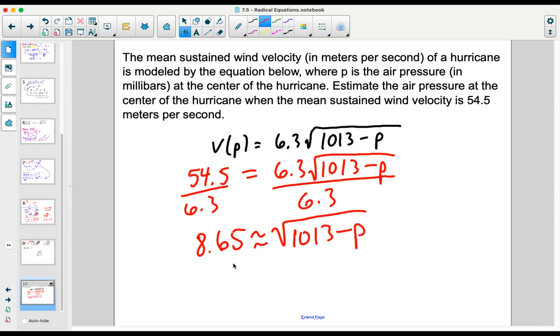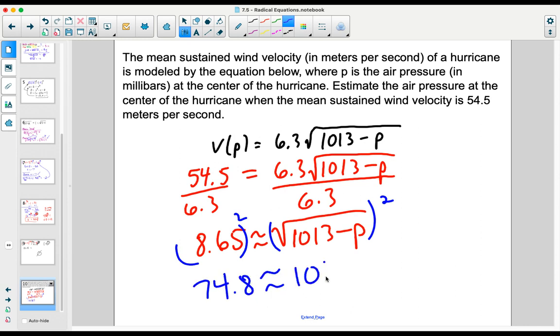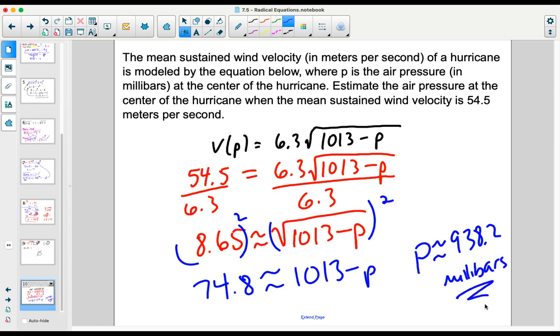Then we square both sides as we normally would in an effort to get rid of that radical. So we'll square left and right. And we're up to 74.8 is approximately 1013 minus p. Solving the rest of that equation by subtracting, maybe dividing by 1 as necessary, you get that p is equal to 938.2 millibars, which is the unit of measurement for air pressure in this example.